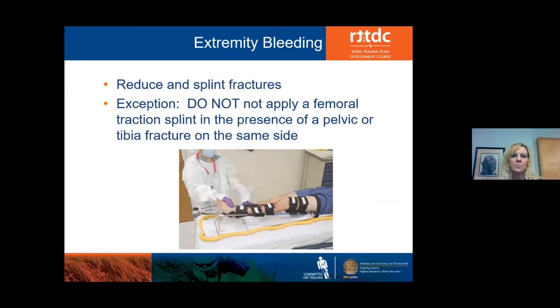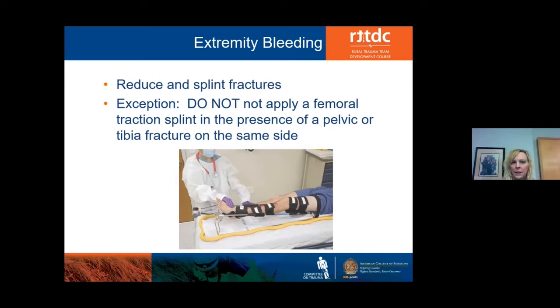So as far as extremity bleeding, anytime you see a fracture, like I said before, you can lose a lot of blood into a femur fracture or a humerus fracture. You could lose up to 1 liter in that. So when you find these, you want to reduce them and splint them to the best of your abilities. Now, one exception to that is if a patient does have a femur fracture, but they also have a pelvic or tibia fracture on the same side, then we recommend not putting them in traction. You can splint them to the best of your ability, but I would not put that patient in traction.